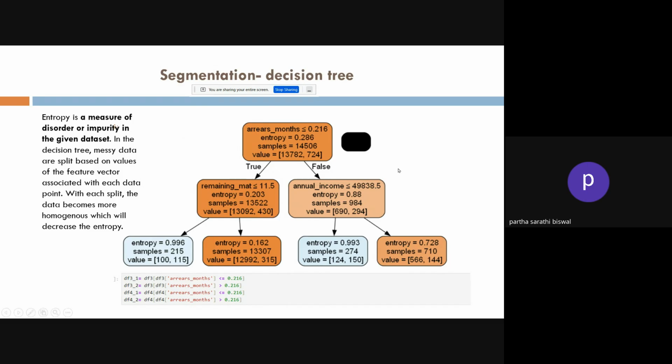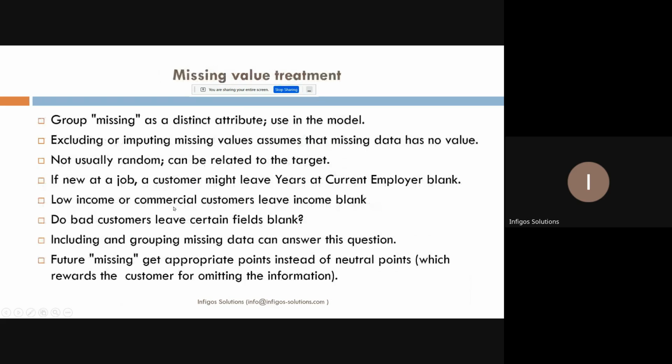Is there any threshold limit that people normally follow, like X or Y percentage of bad should be there, then I'll consider the segmentation? I think there is some recommendation on that. Let me check whether I have it.